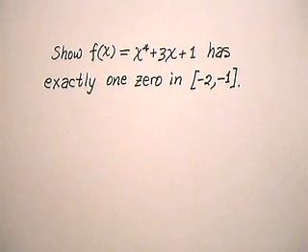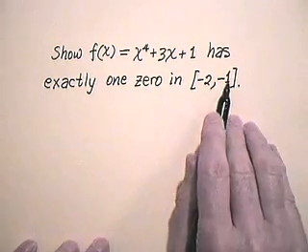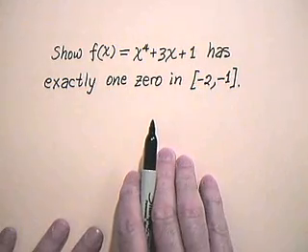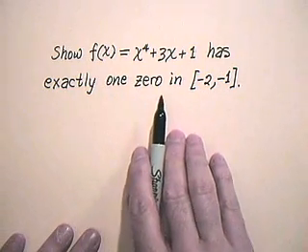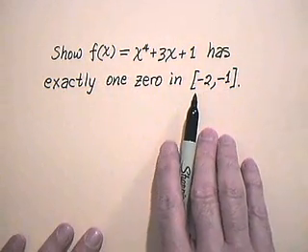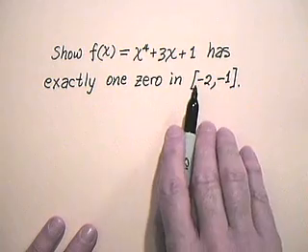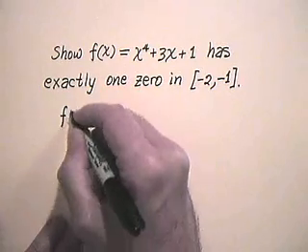Let's see how we can use Rolle's theorem to analyze the roots of a polynomial. Show f of x equals x to the fourth plus 3x plus 1 has exactly one 0 in (-2, -1). Of course, f of x being a polynomial is continuous on the entire real line and differentiable. In fact, it's differentiable as many times as you want to differentiate. And so consequently, we can certainly apply Rolle's theorem or the intermediate value theorem, and we can apply the mean value theorem. To start, let's look at what the value is at -2.